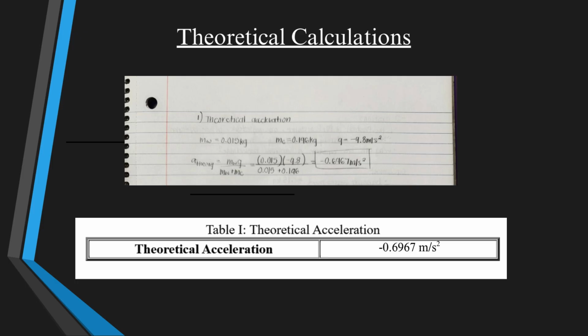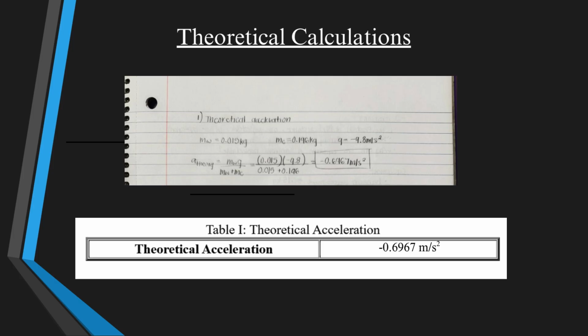Hello, my name is Jacobo, and today I'll be explaining the calculations that we use to find the acceleration of our graph. We first started off by finding the theoretical acceleration using the mass of the hanging object, labeled mw, and the mass of the slider, labeled mc, along with the acceleration of gravity, which was labeled as g. Using the equation, the theoretical acceleration equals the mass of the object times gravity over the mass of the object plus the mass of the slider.